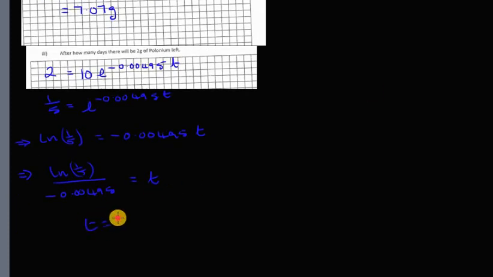And that means t is equal to, I like to do these as well, that implies that ln 1/5 divided by minus 0.00495 is equal to t. So we've rearranged, we've got t on its own to find out how many days there will be 2 grams of polonium. t is equal to 325 days. I think it's 325.13 or something like that. 325 days is fine.